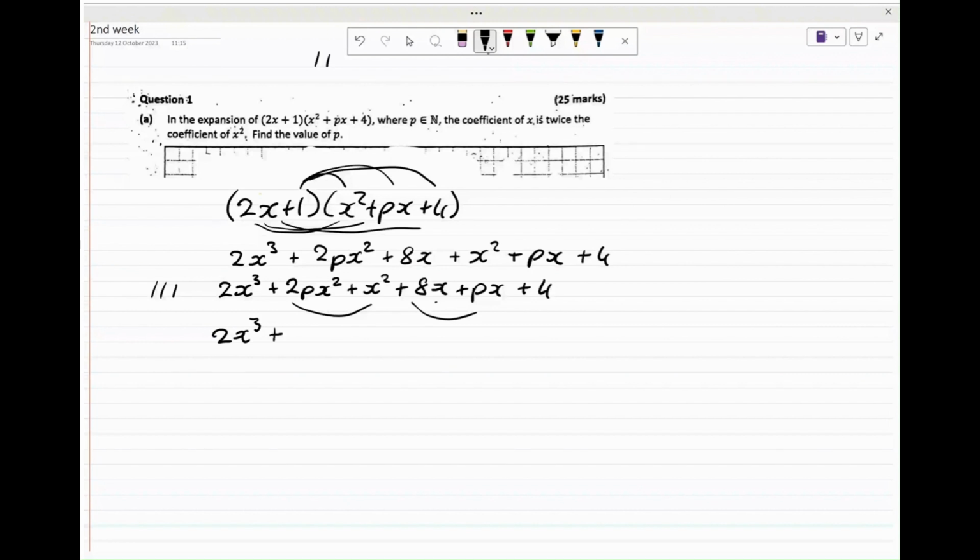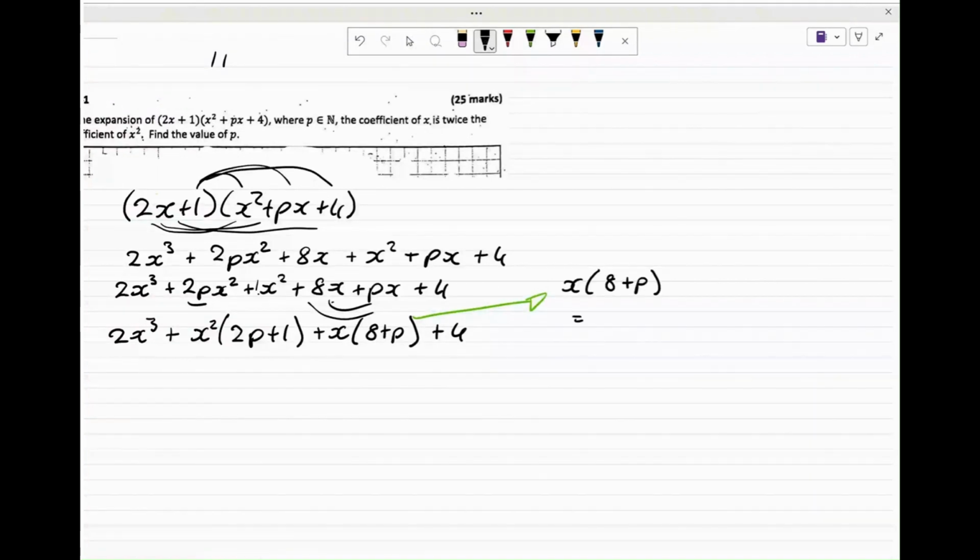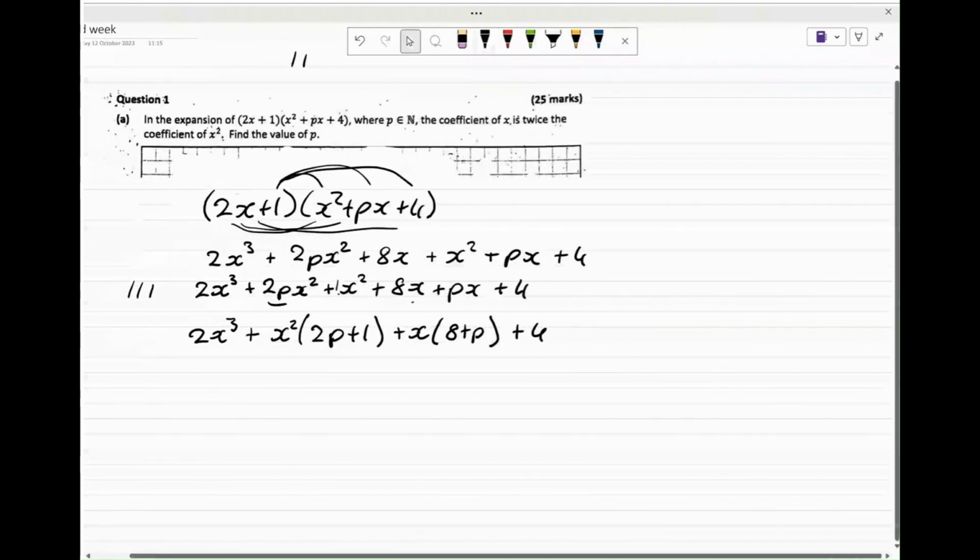So 2x cubed plus, we can take out this x squared. So these two terms together are actually the same as x squared times (2p plus, imagine the 1 there, 2p plus 1). And both these terms are the same as x times (8 plus p), plus 4. And we can see this if we do a little aside over here. If we write 8x times 8 plus p and multiply that out, that's just the same as 8x plus px, which is what we had at the start. So basically, I would use the term taking the x out. It's just doing a reverse expansion.